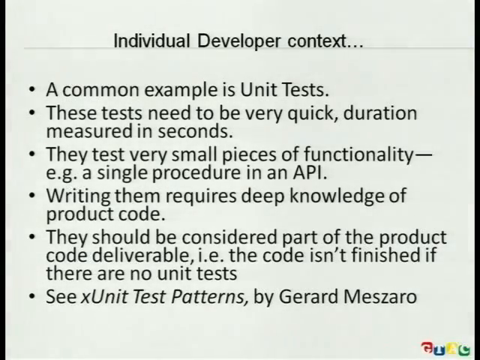Characteristics of these, they need to be very fast. Ideally, every time you save your code, you're running these tests again. So they've got to come back with an answer in seconds or no one's going to bother. You're testing some very small, discrete piece of functionality. You may be testing a single procedure in an API. Writing these tests, you really have to know the internals of the code. And these tests should be considered part of the code deliverable. If you haven't written these tests and delivered them, you're not done with your code yet. There's a lot of good literature about this. I personally am a big fan of Gerard Meszaros's book, xUnit Test Patterns, for figuring out how to handle these kinds of tests.